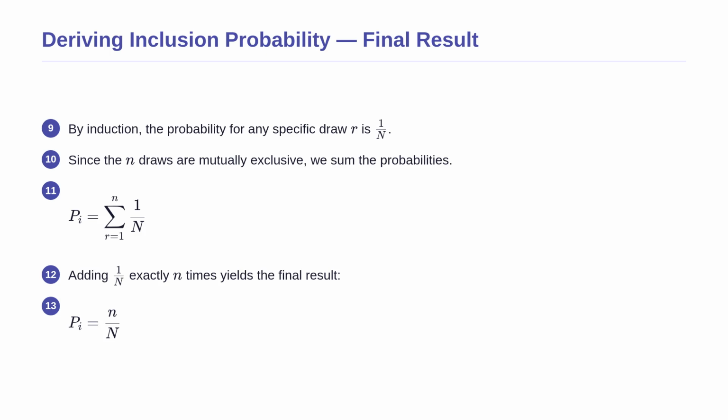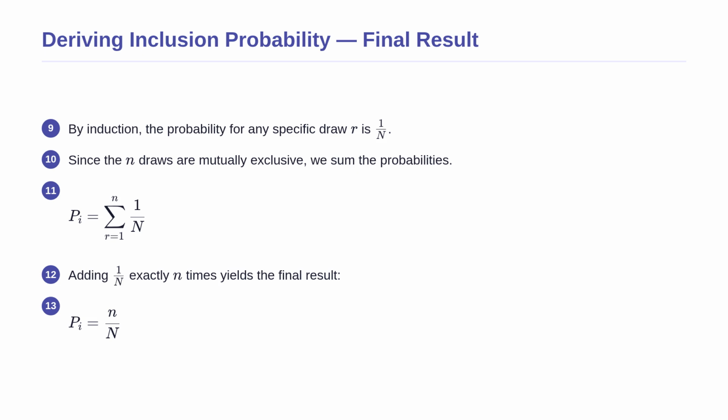By mathematical induction, we can extend this logic to every single draw. John's chance of being picked on any specific draw, whether it is the third, fourth, or final draw, is always exactly 1 over capital N. Because he can only be picked on the first, or the second, or the third draw, these are mutually exclusive events in probability.